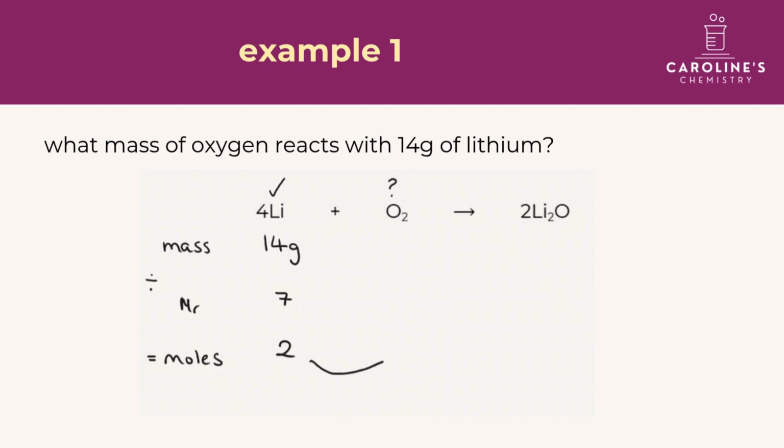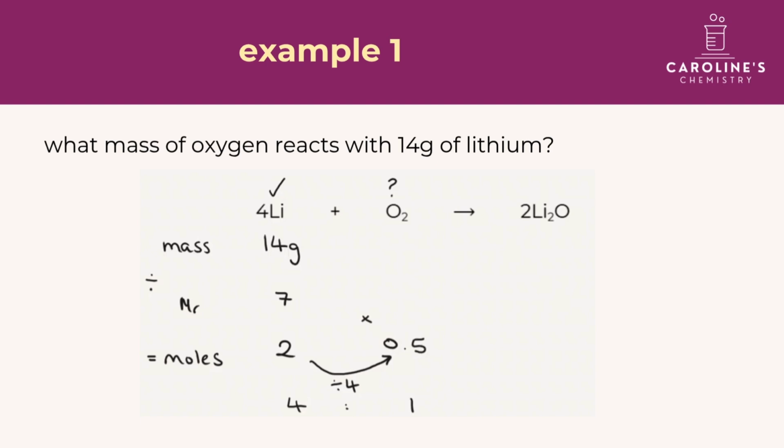Now we're going to switch column, and this is the only point at which you're going to use the big numbers. So in front of the lithium is a big number 4, and in front of the oxygen there is no number, which means it's a 1. That means the ratio here is 4 to 1. I'm going from the 4 to the 1, so therefore I'm going to divide by 4, which gives us 0.5.